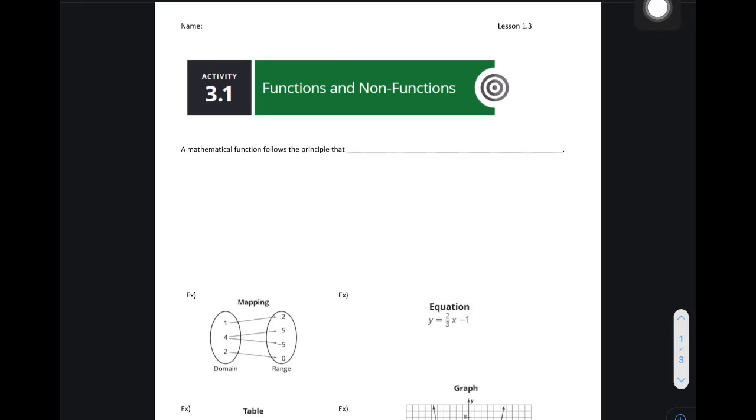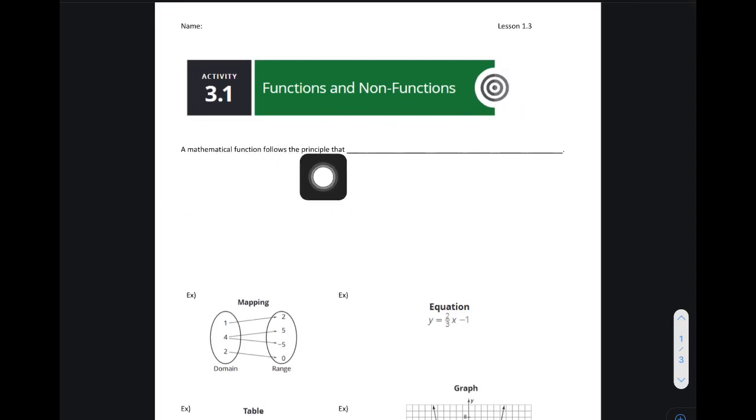Mr. Zamudio here again. Lesson 1.3, and today we're going to be talking about functions and non-functions. I know it says activity 3.1 here, but this is lesson 1.3, so you can just ignore this little 3.1 if that confuses you.